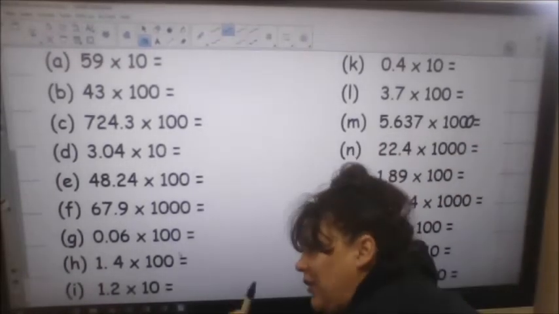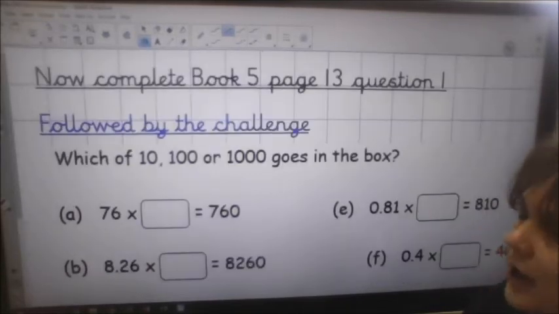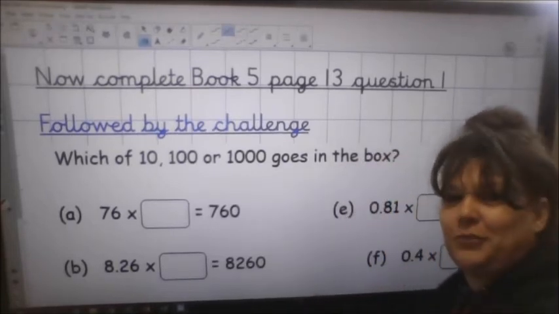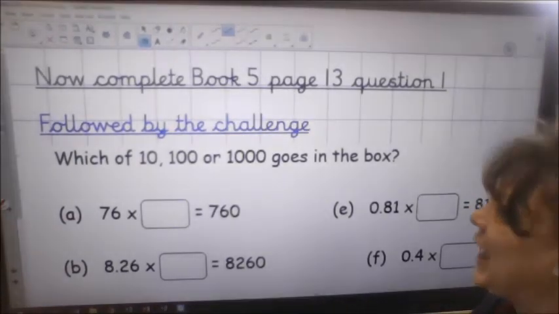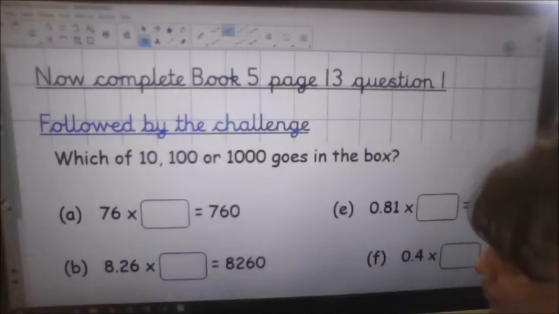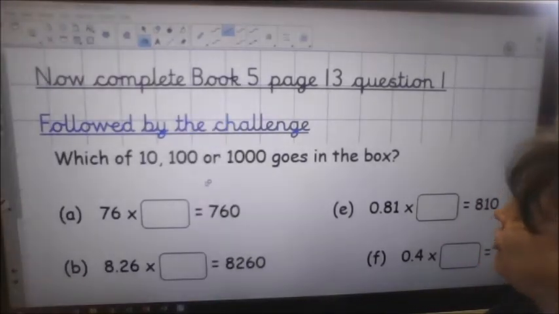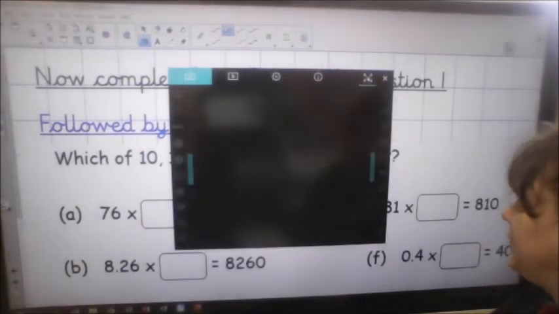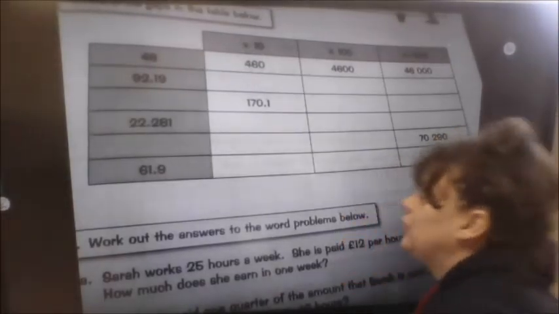Right, so you've had a little go. Now you should be really top drawer, fantastic at multiplying decimals by 10, 100 and 1,000. But just to make sure, you can have a little practice at a page in your book. So you're not going to do the whole page. You are simply going to do page 13, question 1. So I've got it under my visualizer here. Make sure it's nice and clear.